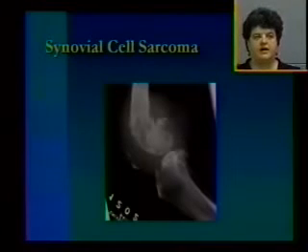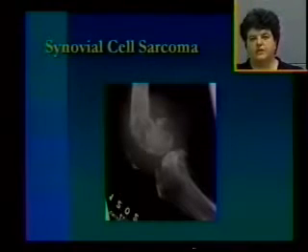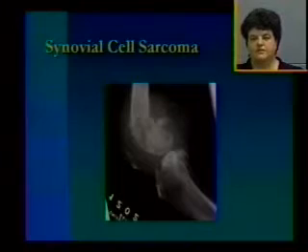This is another example of an aggressive bone lesion. This is a synovial cell sarcoma, so this is a tumor actually of the synovium surrounding the joint. And you can see there's increased soft tissue opacity surrounding the distal femur, and then the patella is nearly gone.